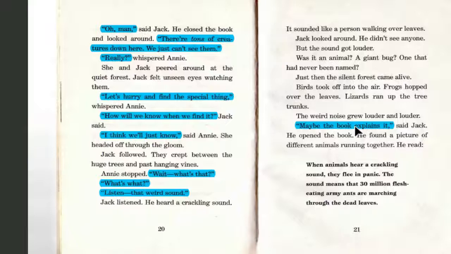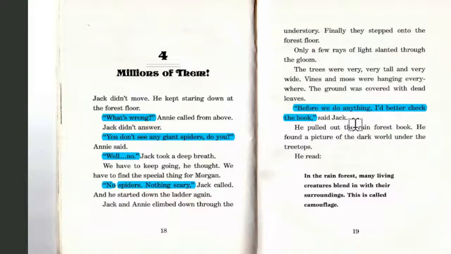Okay, if you'll notice on the second 2 pages, 20 and 21, there's quite a bit of dialogue. If you look on the first page, there's just a little bit of dialogue. Okay, we are done coding for dialogue. Let's move on to coding for actions, which involves the green highlighter. When you're coding for actions, you're also coding for non-actions, like Jack didn't move. He kept staring down at the forest floor.